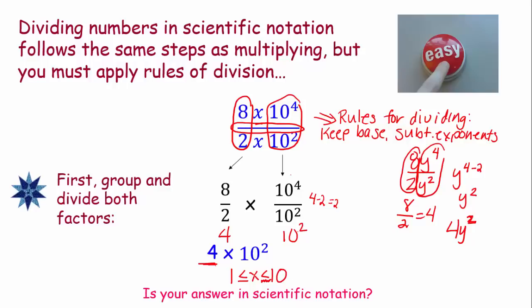So 4 is definitely greater than 1 and it's less than 10. And then we're multiplying by a power of 10. We happen to have 10 squared. So is this number in scientific notation? It absolutely is. It's in scientific notation for those reasons. So what I love about this is that we get to incorporate all of the laws of exponents, and it's really cool. So you can see the application in a different form here. So let's take a look at the next one.